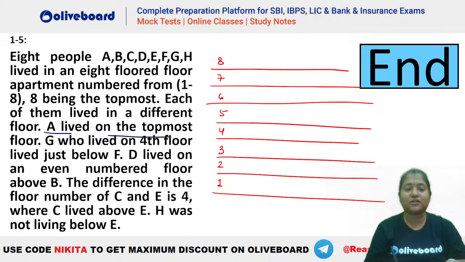Chalo, let's try, right? So what is given here? A, who lived on the topmost floor, right? So we know that A has to be there on the topmost floor. G, who lived on fourth floor, lived just below F, right? So G has to be on fourth floor, living immediately below F, will be something like this, right?